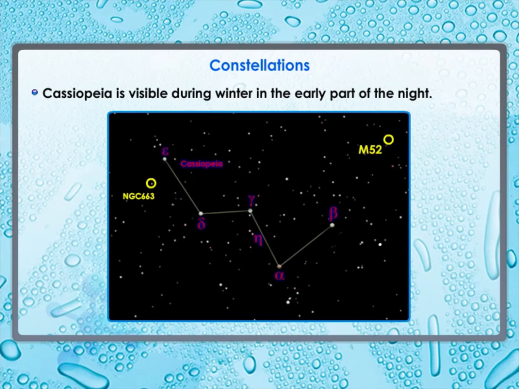Cassiopeia is another prominent constellation in the northern sky. It's visible during winter in the early part of the night. It looks like a distorted letter W or M.